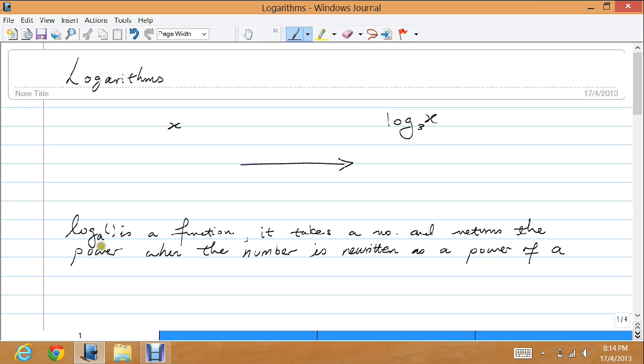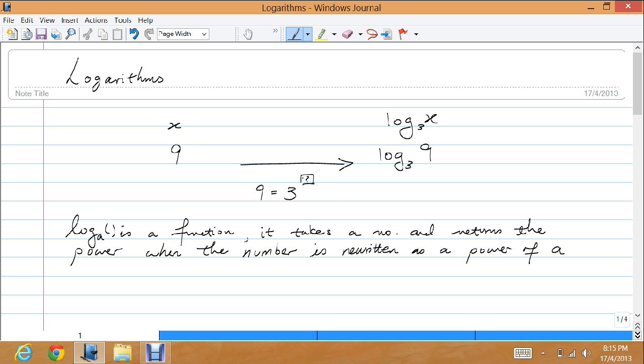So if we have a log base a, this function takes a number and returns the power when the number is rewritten as a power of a. So just take for example, if x is equal to, let's say in this case, 9. What is log base 3 of 9? In other words, if I were to write 9 as a power of 3, what would this power be? That would be the output of this function.